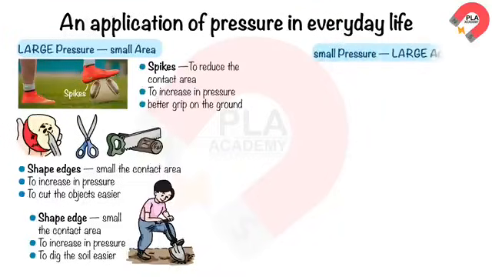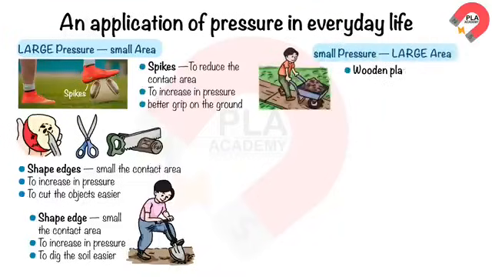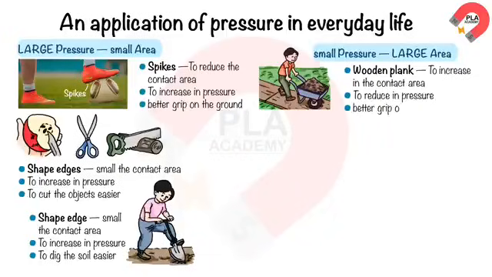When small pressure is due to the large area. For example, a wooden plank increases the surface area of contact with the soft ground, which reduces the pressure and prevents the wheelbarrow from sinking on the soft ground.